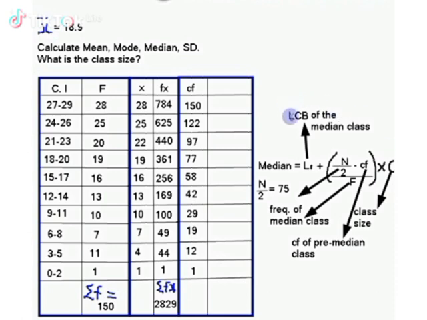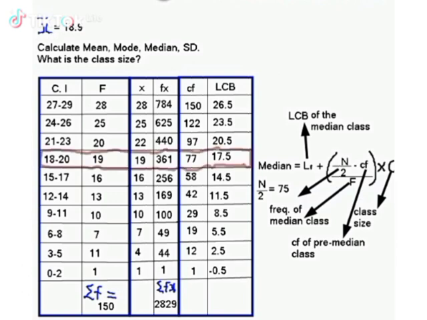Having seen this, the LCB is needed on the table, and we can get it from the class interval. From the lower class limit of the class interval, remove 0.5 from 27 to get 26.5. This is how you will do it for the others and get all these values. Then N over 2 is 75. We can find it in the cumulative frequency under 77. So this becomes our median class because 75 is found in 77. Having known the median class, let us compute the median.